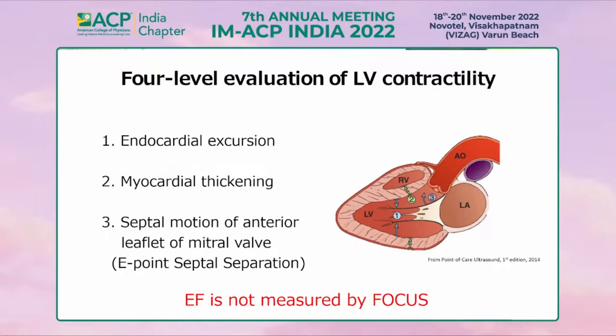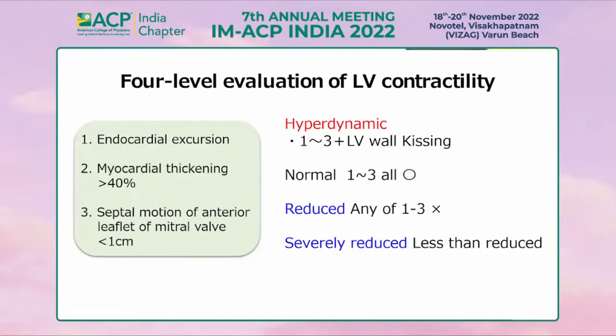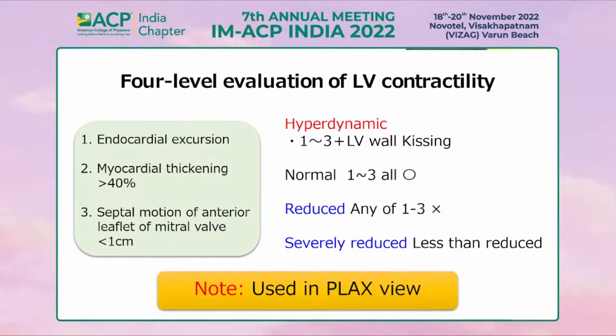Ejection fraction is not measured by POCUS. LV contractility is evaluated by the presence of these three points. If these three points are present, contractility is normal. If these three points plus LV wall kissing in systole, it's called hyperdynamic. If any of the three is absent, it's called reduced. Severely reduced is less than reduced.